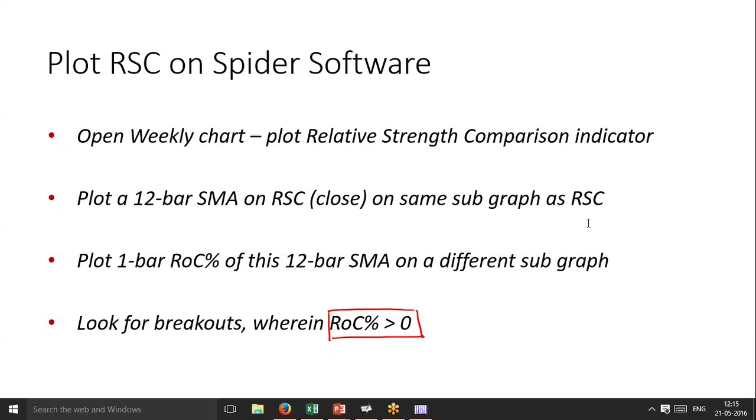Avinav, no need of volumes here. This is a complete price play. So in this RSC study, there is no scope or requirement to include volumes. Can we do that? Yes, we can do that. That will make things a little more complicated.